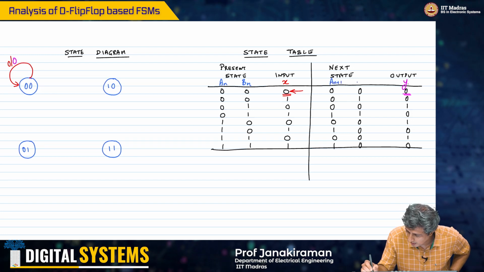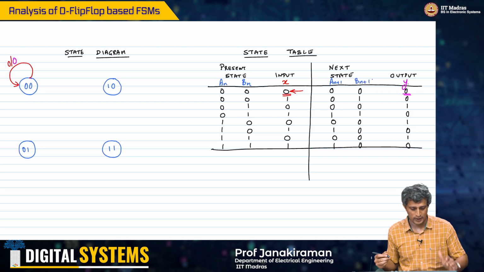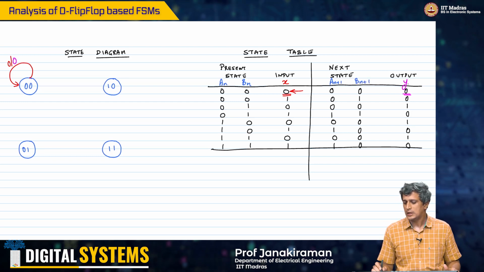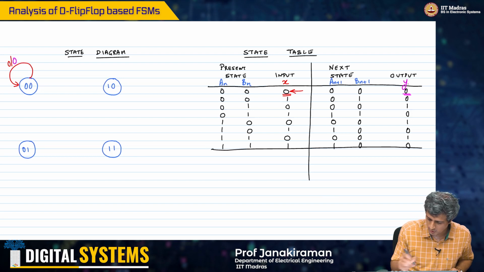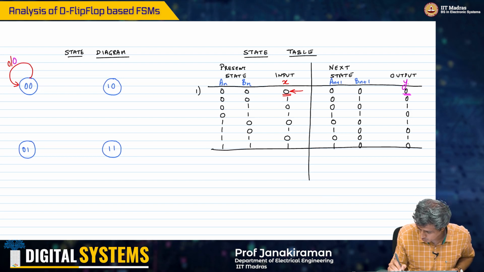AN plus 1, BN plus 1. Okay, yeah. Now I have the state 0 0 and the input can be a 1. Okay, so let me also number this as 1 to 8.